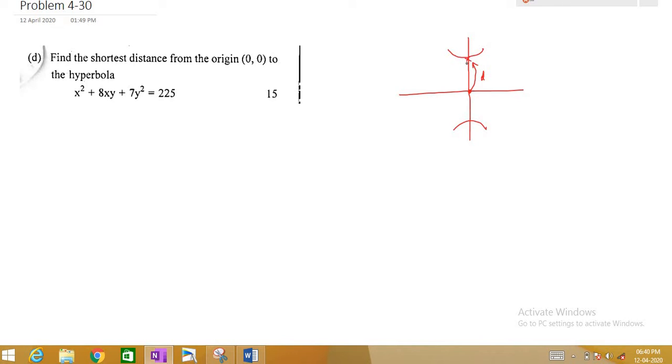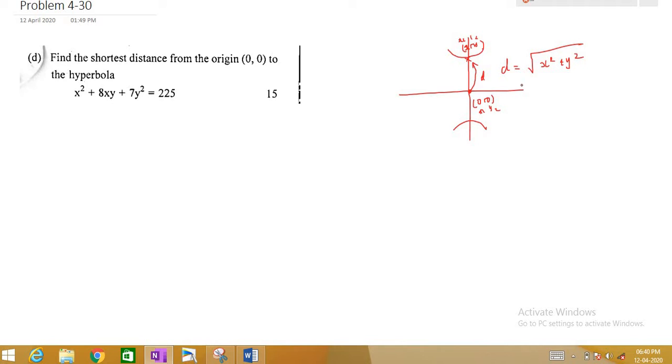Let us say the origin is the point (0, 0) and this point is (x, y). Now what we need to find is the minimum distance. We know distance is the square root of (x2 minus x1) whole square plus (y2 minus y1) whole square, right? So let us say this is (x1, y1) and this is (x2, y2). If I apply the formula, we have (x minus 0) whole square plus (y minus 0) whole square, so we will have the square root of x square plus y square.